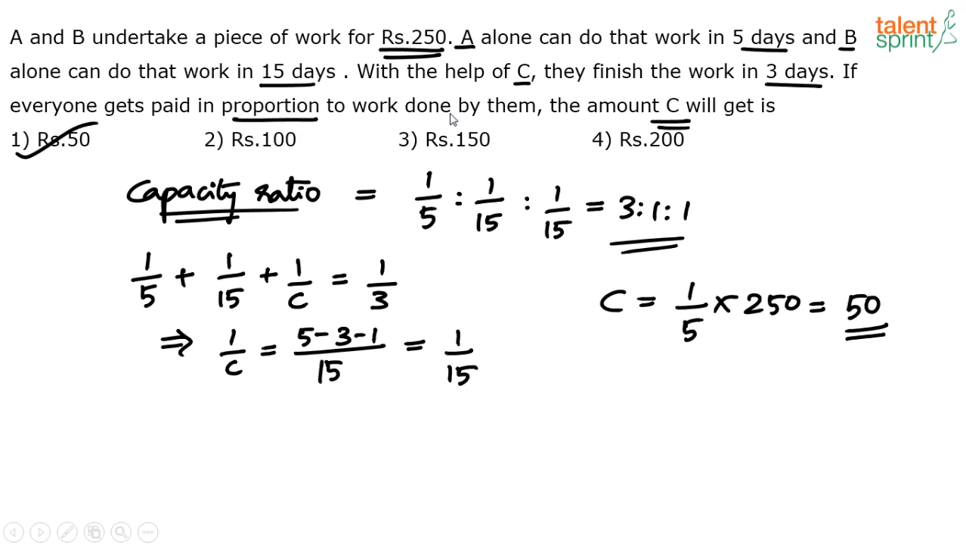So the answer for A's amount would be option 3. But here, since the question asks for C's amount, the answer is option 1, 50.